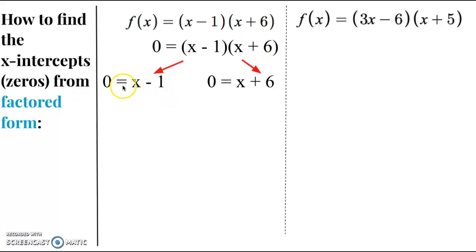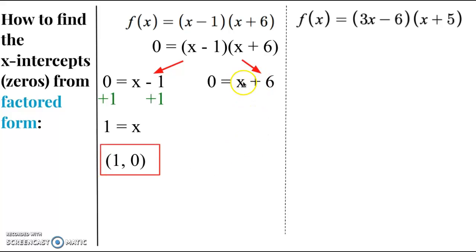So what I'm going to do here, this is an equation to solve for x. I'm going to do the opposite of subtracting 1, and I'm going to add 1 to both sides. And when I do that, I get 1 is equal to x. And remember, our y value was 0, and now we know our x value is 1, so I can write that as a point, 1 comma 0.